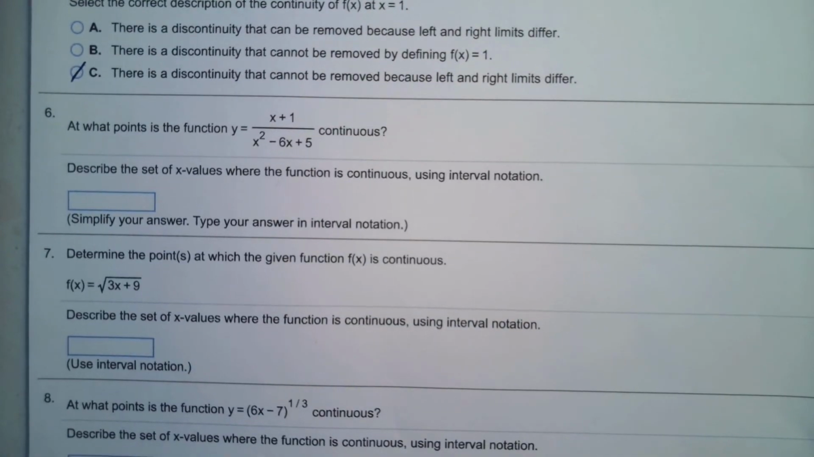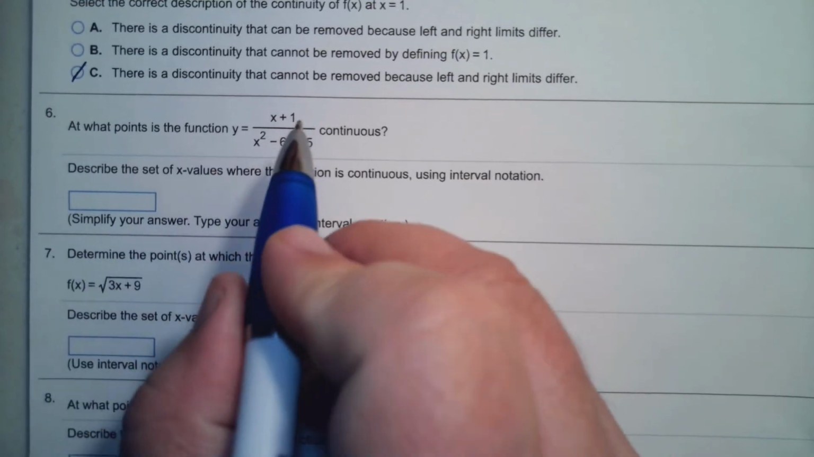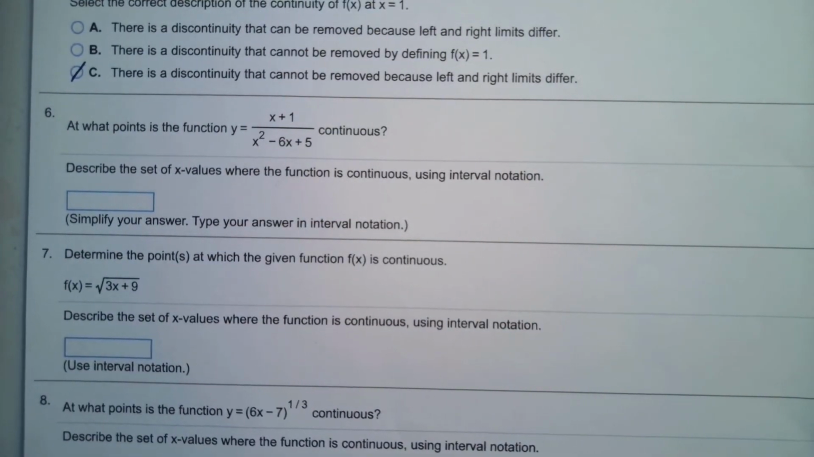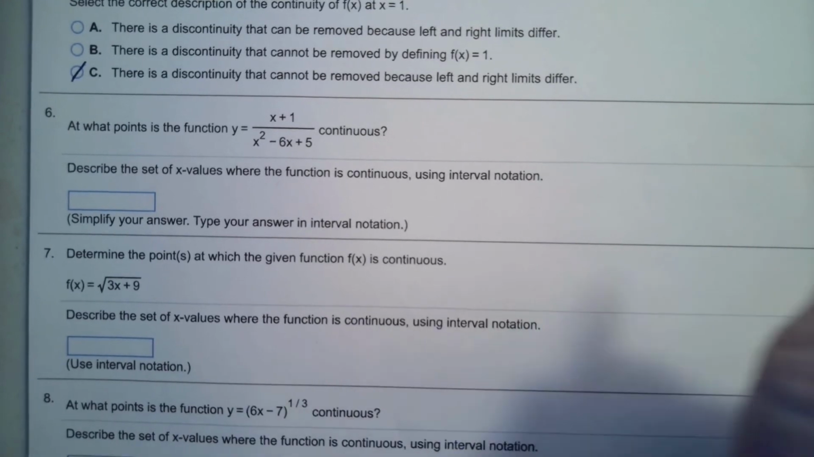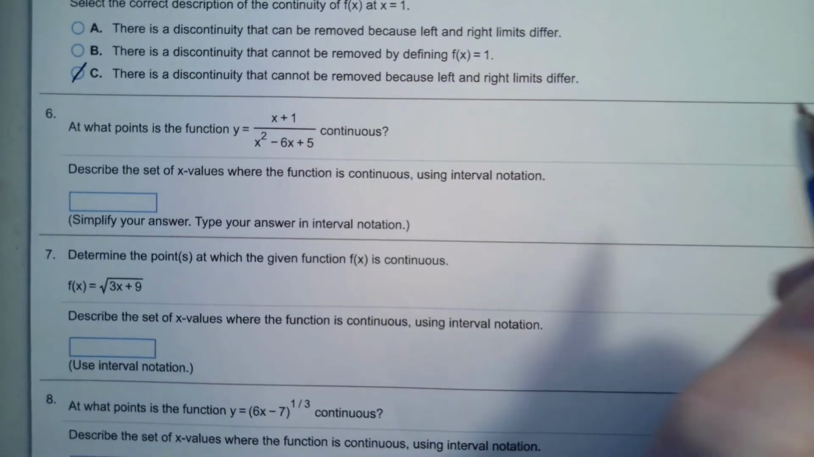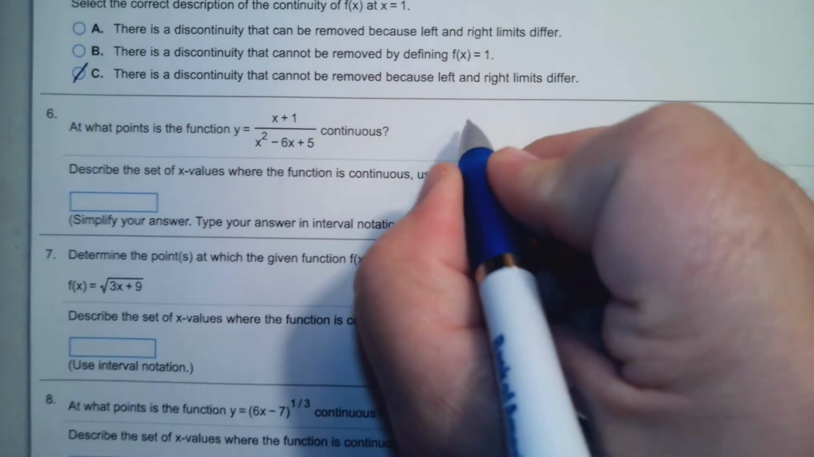Number 6. At what points of the function x plus 1 over that is it continuous? So by continuity, whenever you have rational equations, fractions, the only place it's not continuous is wherever the denominator is equal to 0.